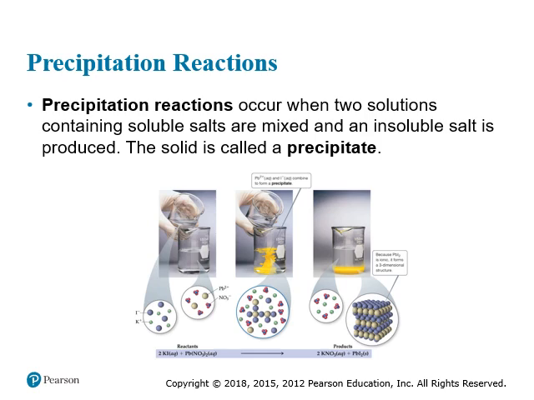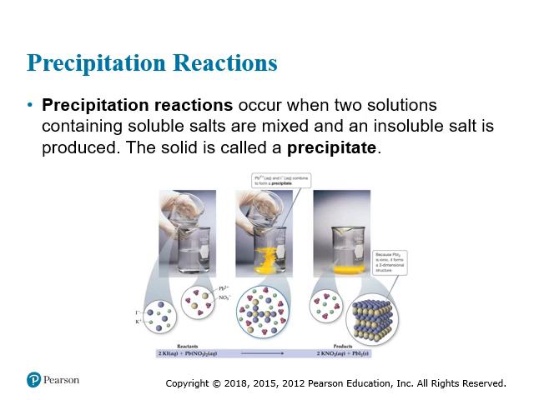Now, that may be a little convoluted, so let me break it down once again. If you have two solutions with soluble ionic compounds dissolved in water, and you mix those two solutions together and form a solid compound that will not dissolve in water, then that is a precipitation reaction. That insoluble compound, that solid that is formed, is called a precipitate.